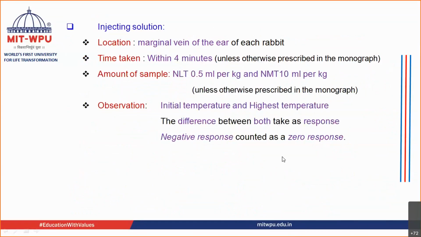So now you are going to inject the solution. What is the location of injecting the solution? It is the marginal vein of the ear, and that's why the animals were kept in that way. Okay, so the location is the marginal vein of the ear.